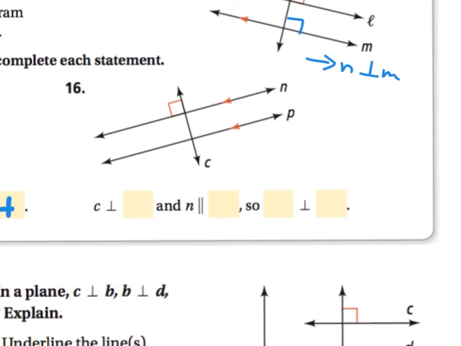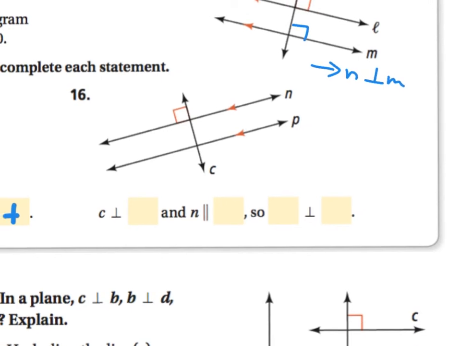And what about number 16? Explain, please. C is perpendicular to N, and N is parallel to P, so C is perpendicular to P. Discuss.